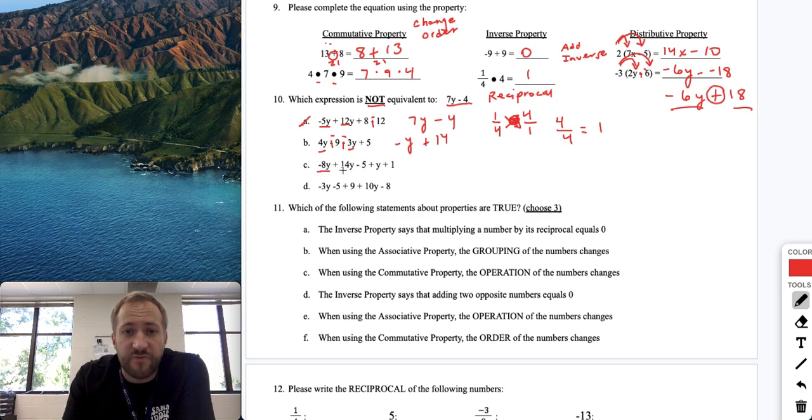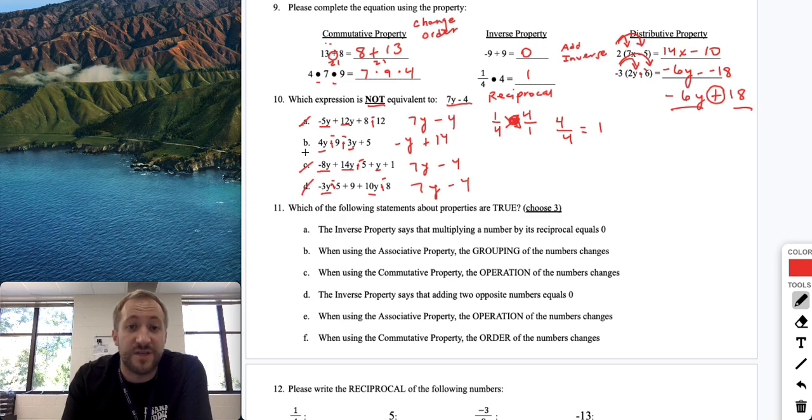Negative 8y and 14y, that gives me 6y. Oh, but there's one over here. 6y plus 1y, that gives me 7y. Negative 5, or plus negative, that's a negative 5 right there. Plus 1, that gives me negative 4. Minus 4, that's great. That one checks. Look at the last one. Negative 3y, we'll change that to plus a negative and plus a negative. So I'm left with negative 3y plus 10y. That gives me 7y. Negative 5 plus 9, that gives me 4. Plus negative 8, that gives me negative 4. Hey, so that one checks too.